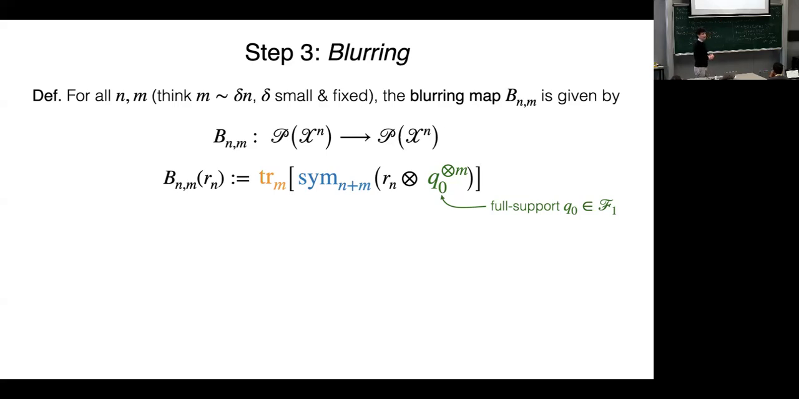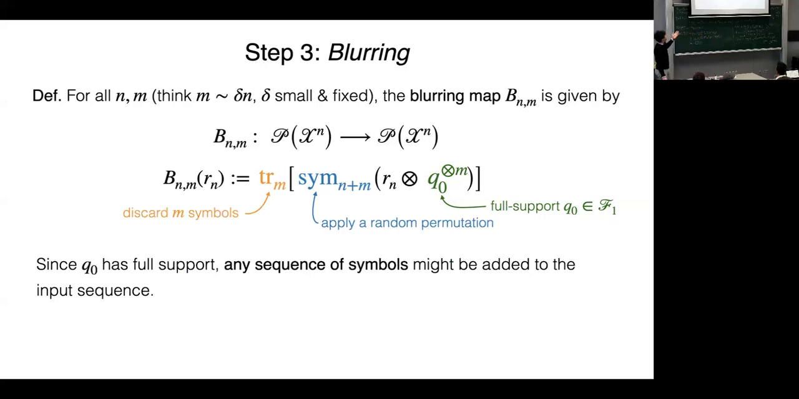You're adding the maximally mixed state. Essentially, you're adding copies of the maximally mixed state, for example. You add m of them, and you should think of m as a small fraction of n. Then you symmetrize, you shuffle all the symbols, and then you throw away m symbols, so as to go back to n symbols. Okay, it's a very simple procedure. It's clearly a quantum channel. Everything works. All right, random permutation, discard m symbols.